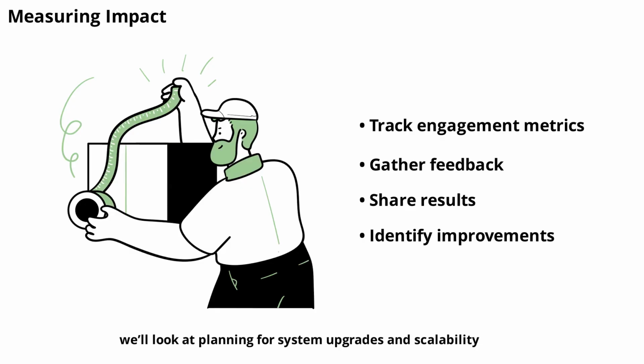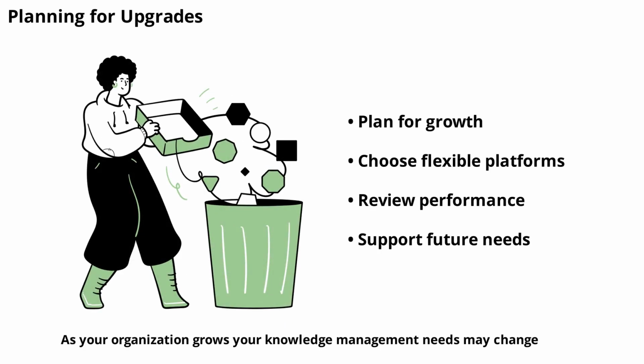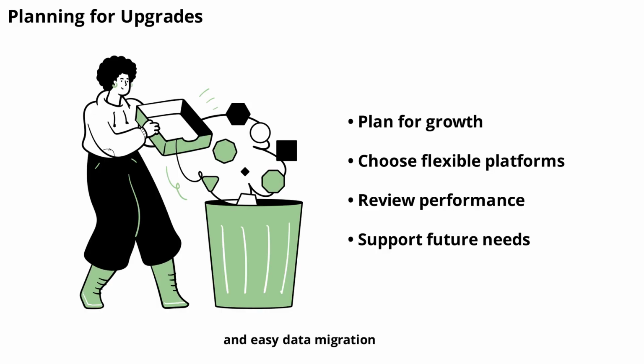Next, we'll look at planning for system upgrades and scalability. As your organization grows, your knowledge management needs may change. Plan for software upgrades and scalability from the start. Choose platforms that offer flexible licensing, modular features, and easy data migration. Regularly review your system's performance and explore new features that support growth. Planning ahead ensures your inventory management system can adapt to future needs.